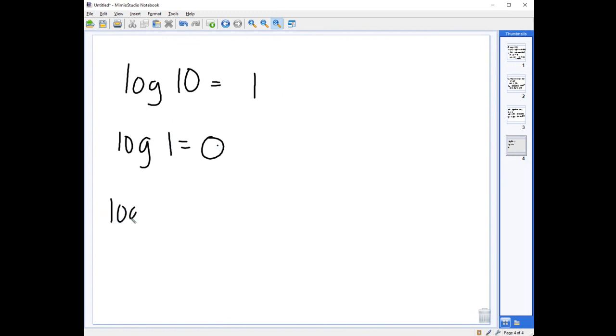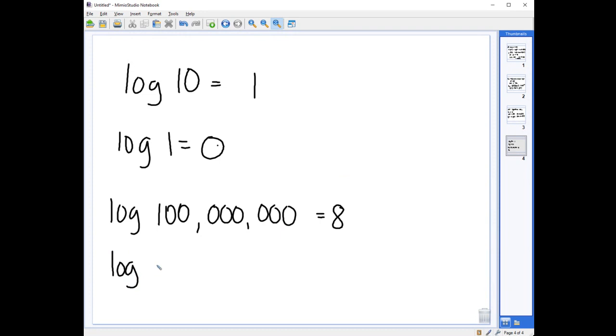Okay, log of 100 million. And again, play around with your calculator to figure out exactly how you need to put this in to get the right answers. And that's equal to 8. And what that means is 10 to the 8th power is 100 million. Now we can also go backwards.